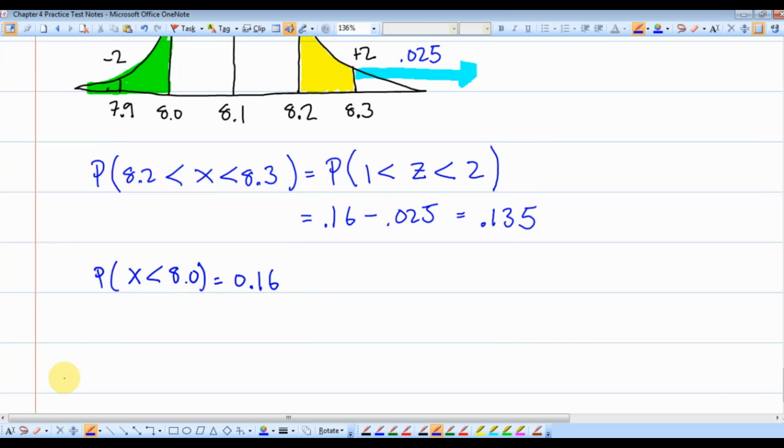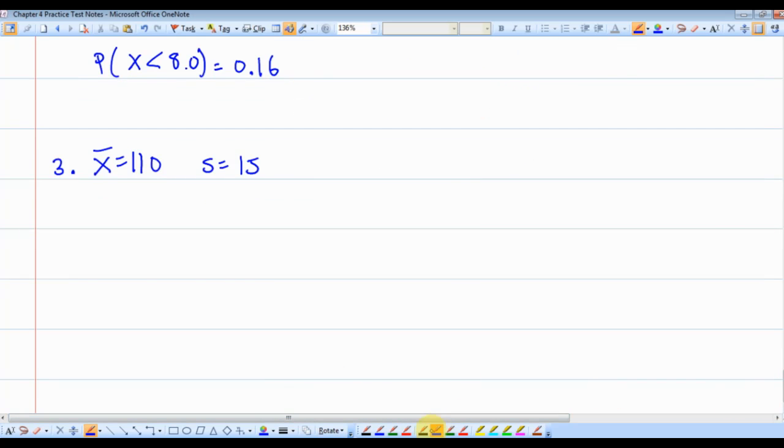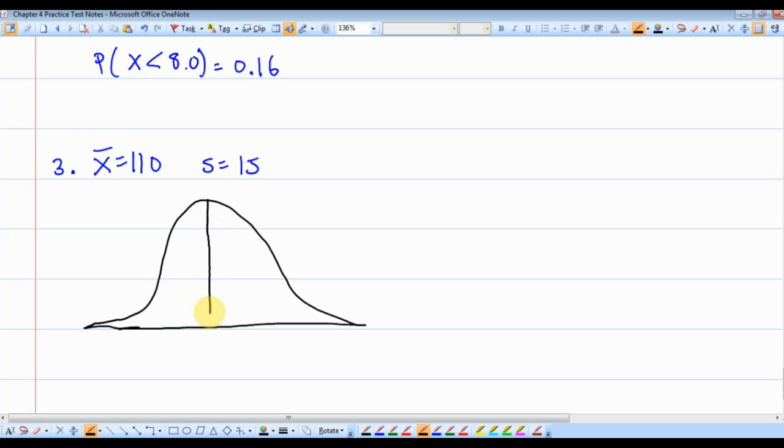Question 3. Birth weights at a local hospital are normal with a mean of 110 and standard deviation of 15. So again, the mean is 110. The standard deviation is 15. We're told we're approximately normal, so we should be able to draw a bell curve. Let's draw a bell curve. The mean is 110, so we'll put 110 right in the middle. 110 has a z-score of 0.